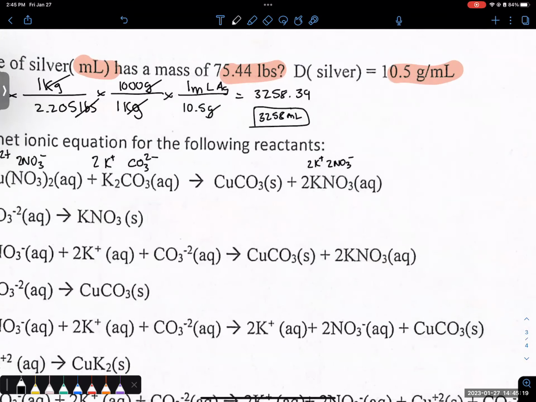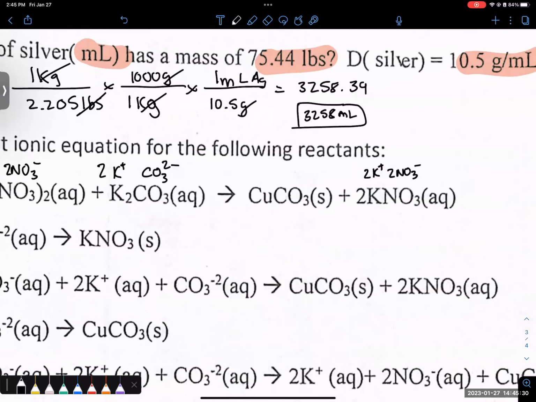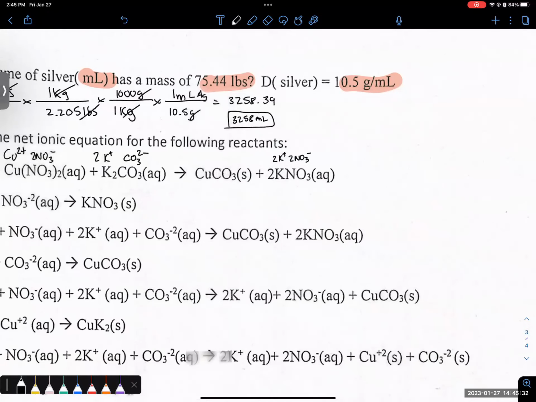So now everything that's an ion on the left side and an ion on the right side is what we call a spectator ion. It doesn't participate in the reaction. So you can cross them out, okay? So what's an ion on both sides here?